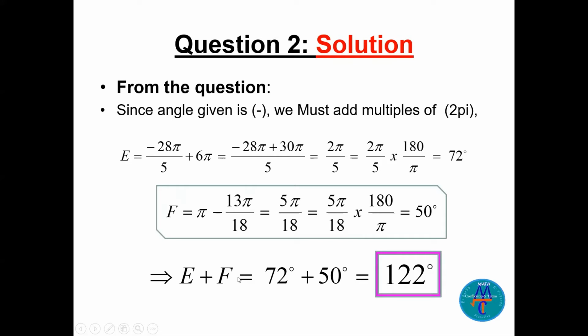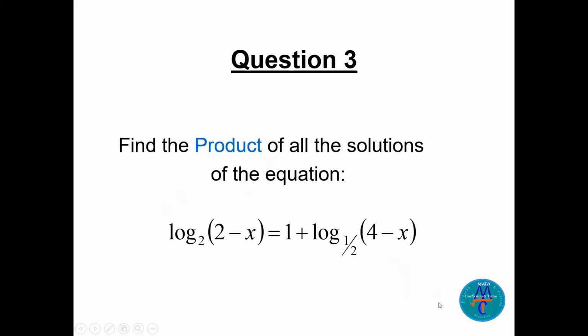Now, E plus F is 72 plus 50. 122 degrees. Question number 3, find the product of all the solutions of this equation, logarithmic equation. Log base 2 of 2 minus x is equal 1 plus log base half of 4 minus x.